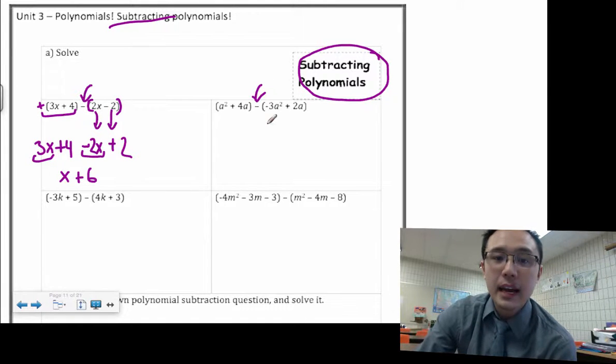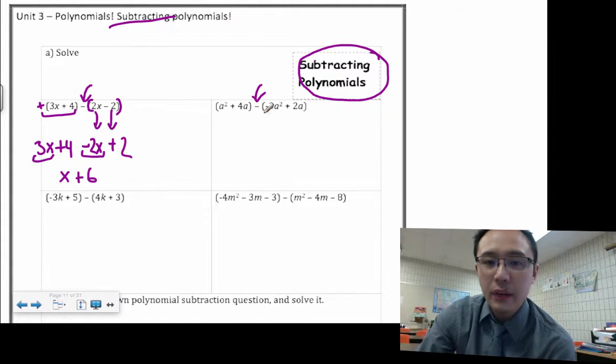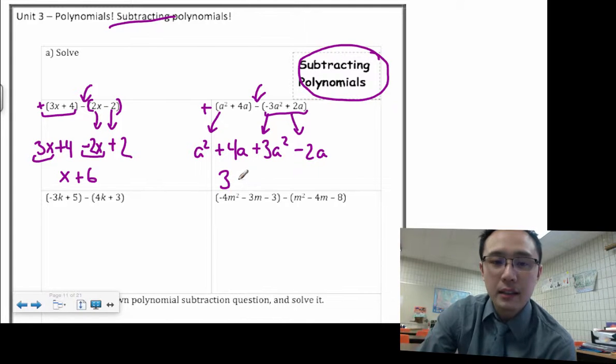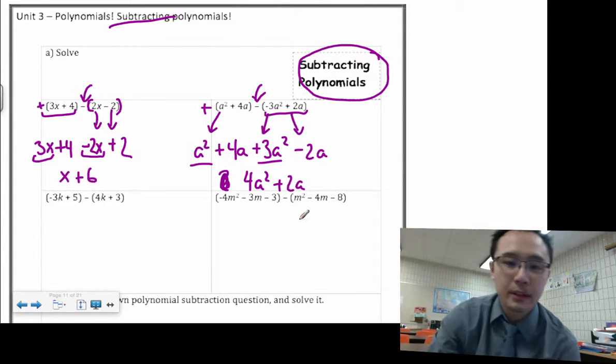Here is another negative, so I'm going to switch everything inside here to the opposite sign. There's a negative 3a squared, so that becomes a positive 3a squared. This is a positive, that changes into a negative. Notice they're all opposite. Here is an invisible positive sign. Get rid of the brackets, keep everything the same. Combine like terms. So 3a squared, this is a like term, so that's 4a squared plus 2a. So that's your next one.